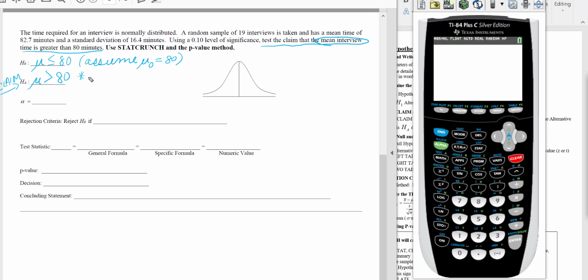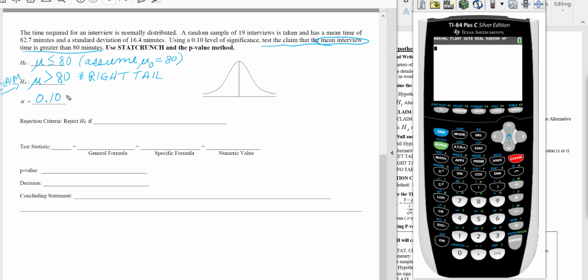Because the alternative hypothesis has a greater than symbol, remember we can use this as a right tail test. That means our diagram is going to have a right tail to it. Our significance level is 0.10.